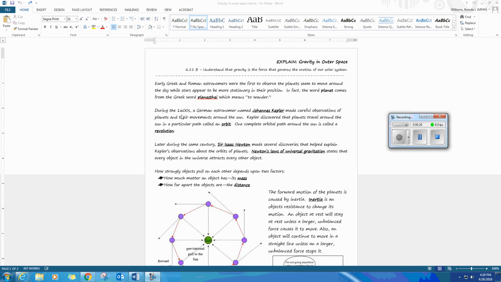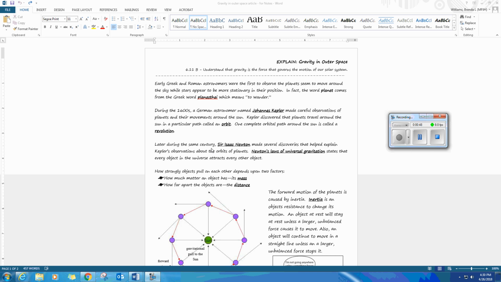During the 1600s, a German astronomer named Johannes Kepler made careful observations of planets and their movements around the sun. Kepler discovered that the planets travel around the sun in a particular path called an orbit. One complete orbital path around the sun is called a revolution.